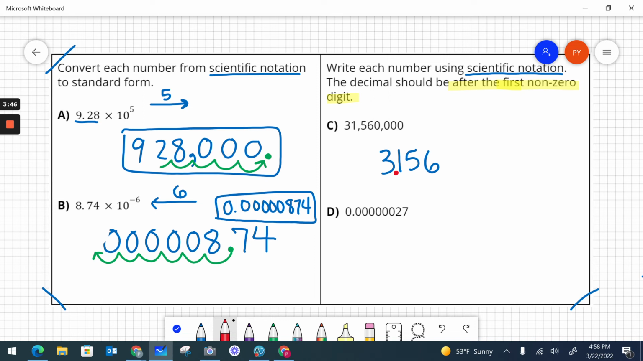And if I go back to the original number, that means the decimal would have to be right after that first 3. So now I need to count how many spaces that decimal has to move to get to the end of the number. So counting it out, if it starts after the 3, 1, 2, 3, 4, 5, 6, 7 spaces to get to the end. So since we went 7 spaces to the right, this number can be written as 3.156 times 10 to the positive 7th power.